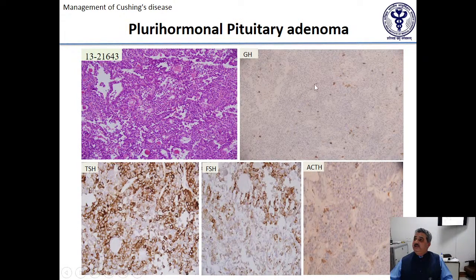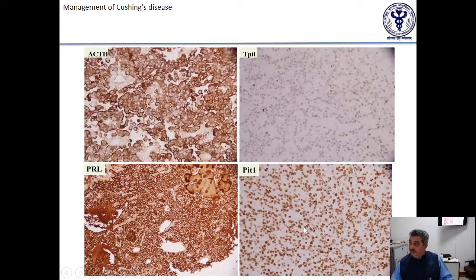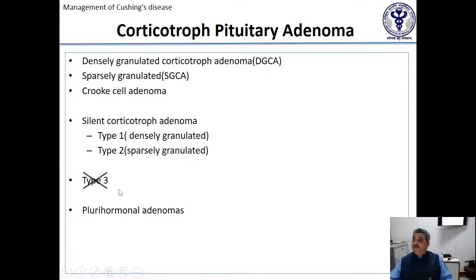For example, this is GH positive, FSH positive, ACTH positive, TSH positive. This is an example of a plurihormonal adenoma. This is a double adenoma. There are two areas. One is positive for ACTH and T-PIT, which is the transcription factor. The other area is positive for prolactin and PIT1, which is the transcription factor for PRL. So this is the latest tumor, operated 4 months back, and it is an ACTH secreting, functional adenoma.